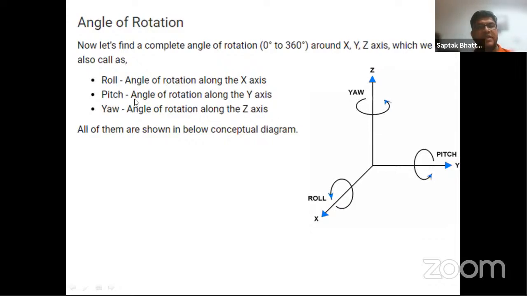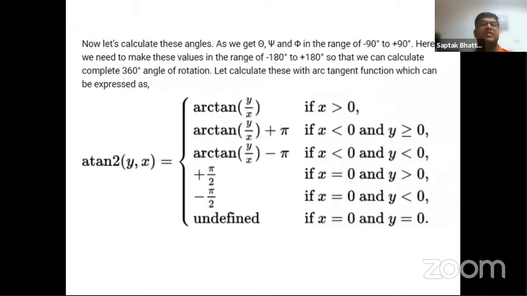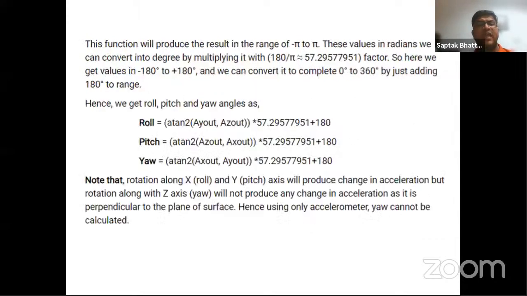So for sensing the roll, pitch, and yaw, we will basically be using this formula to calculate the angle of rotation along the x-axis, y-axis, and z-axis from the acceleration values. So this is the formula.